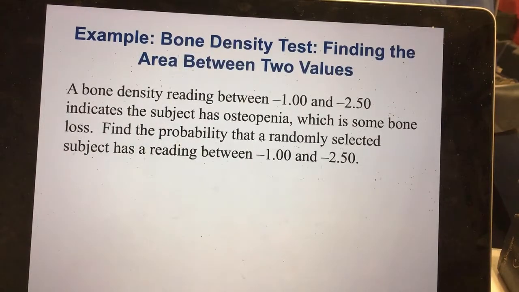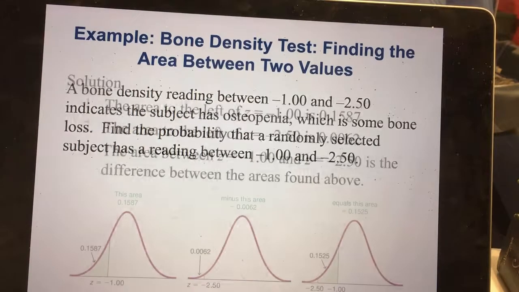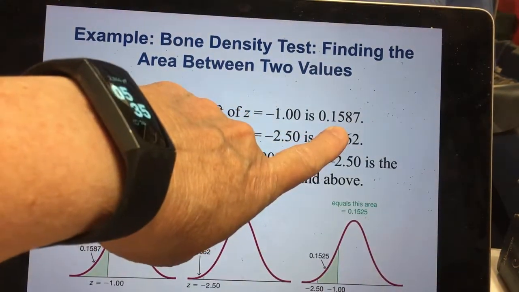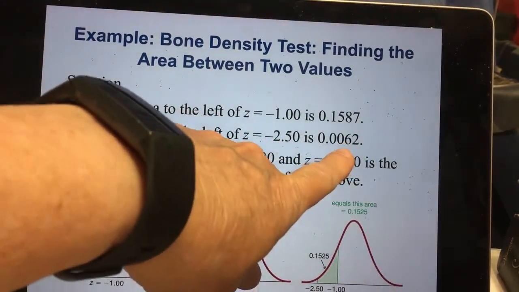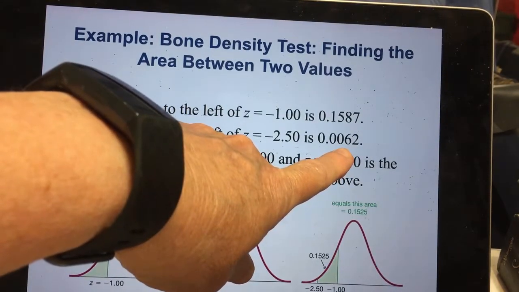So now the last one is a bone density reading between -1.0 and -2.5, which indicates the subject has osteopenia, which is some bone loss. Find the probability that a randomly selected subject has a reading between -1 and -2.5. We're going to look up the z-score for -1 again, which we already did, and look up the z-score for -2.5 in the table. I encourage you to do that on your own.